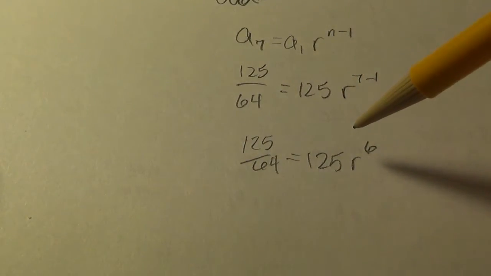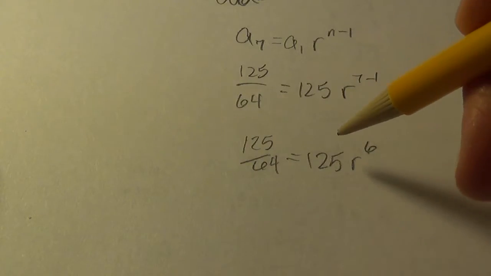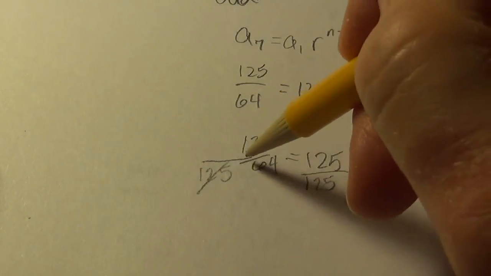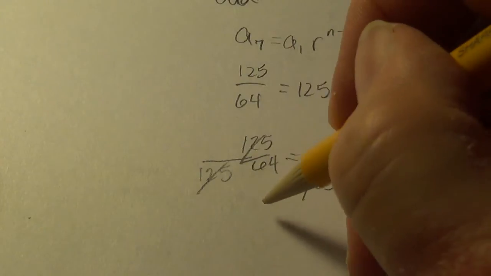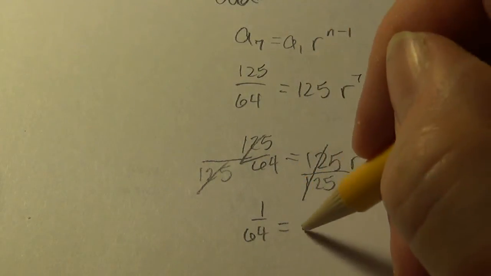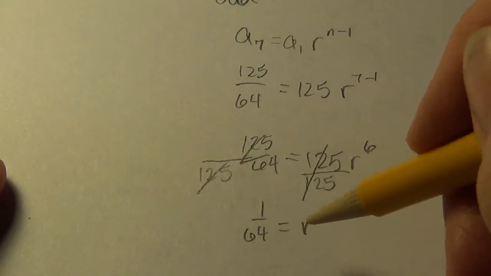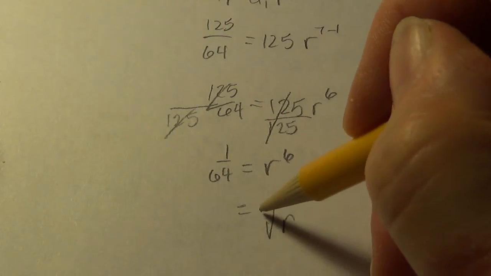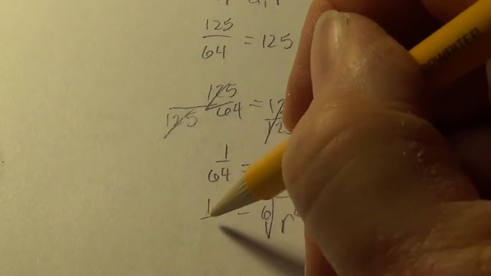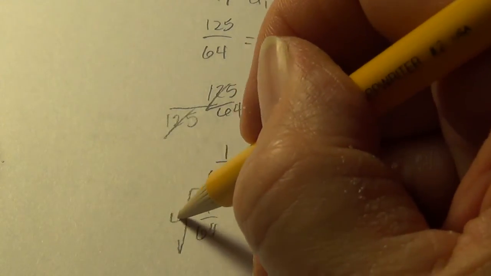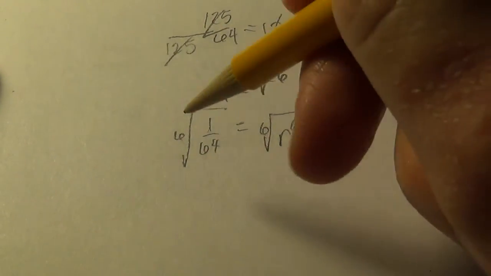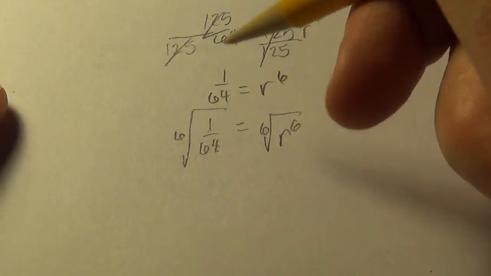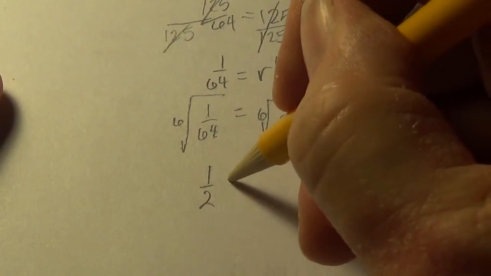All right, let us divide by 125 on both sides. When I do that, this 125 will cancel this 125, and it leaves me 1 over 64 equals r to the 6th. So now I have to take the 6th root of 1 over 64. The 6th root is what number times itself 6 times gives you 1 over 64. I bet it's 1/2. 2 times 2 is 4, times 2 is 8, times 2 is 16, 32. Yep, it is 1/2 equals r.